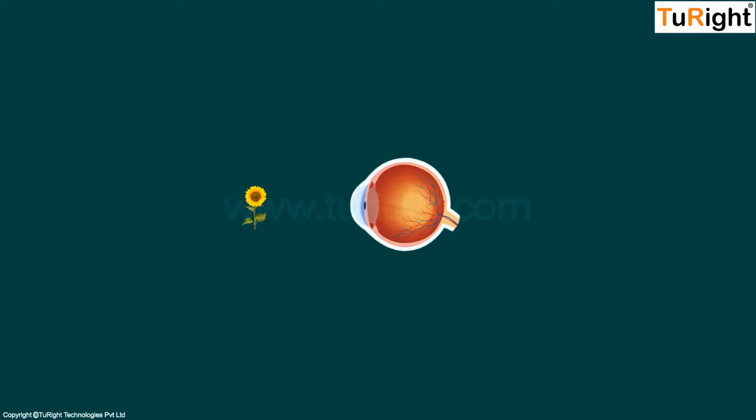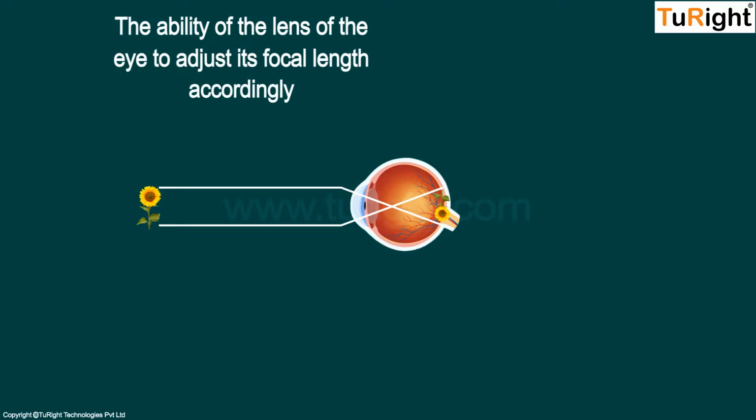So when the object is nearer, the lens increases its thickness to form its image on the retina. For a faraway object, it becomes thin and the image is again formed on the retina. So that's the whole point. By adjusting its shape, the lens makes sure that the image is always formed on the retina only, not in front of or behind the retina. The ability of the lens of the eye to adjust its focal length accordingly is called accommodation.